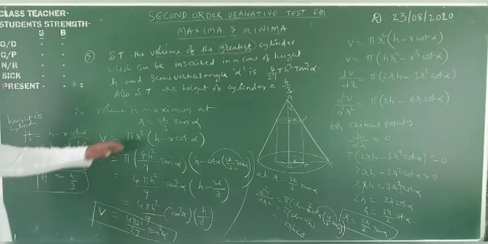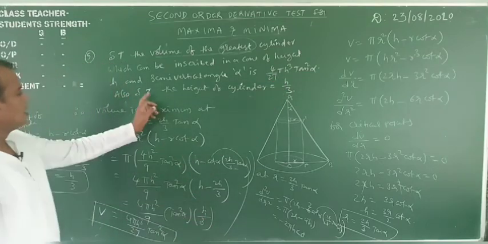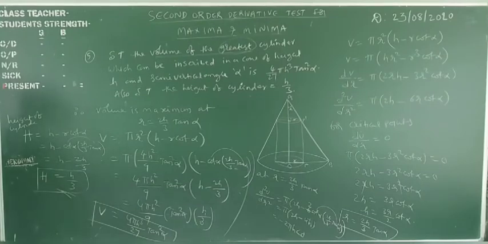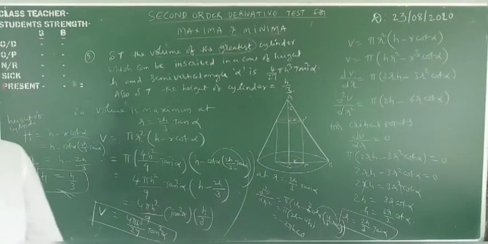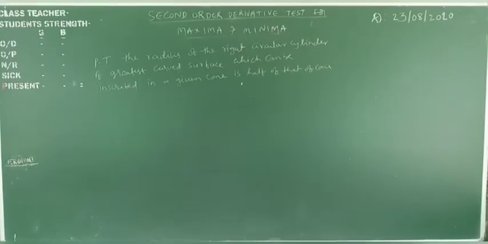Observe that volume is 4 by 27 pi h cube tan square alpha. Height of the cylinder is h by 3. Okay, my dear students, in this way we will do the problems. We are going to the next problem.